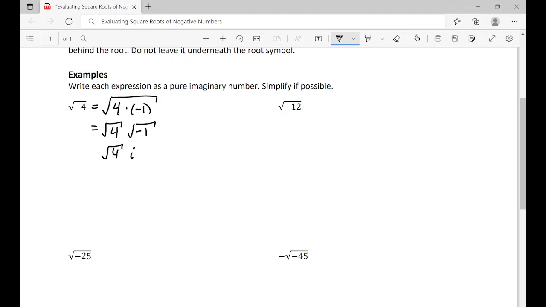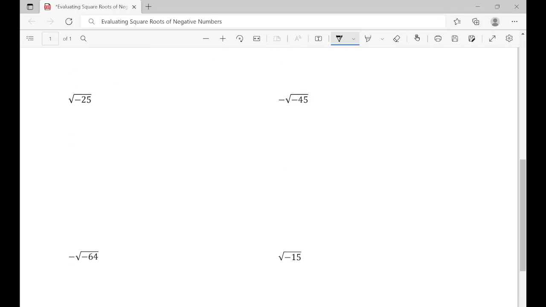And then from here, just simplify square root of 4, which is just 2. So square root of negative 4 is just 2i. Next, we have square root of negative 25. So I'm not going to go the long way this time. I'm just going to go straight to what we need to know. So I'm going to take the negative out straight away. So I'm going to keep calling it square root of 25, but I'm just going to throw an i behind it, just to make my life easier. And then just simplify square root of 25, which is just 5. So my answer is just 5i.